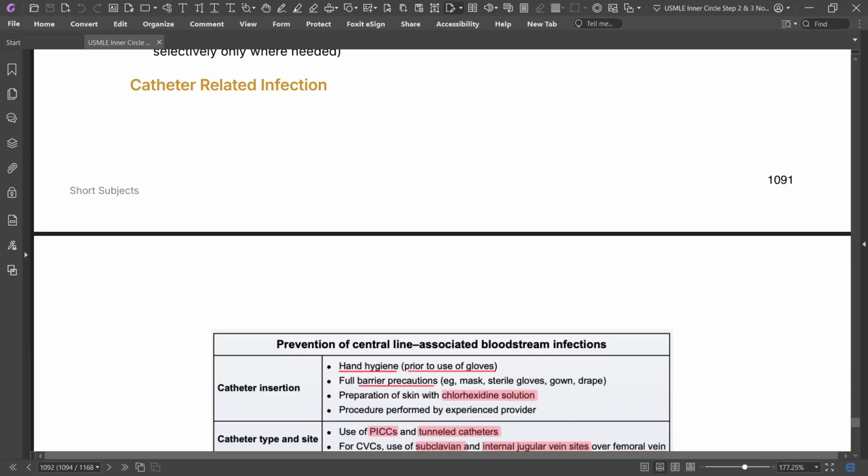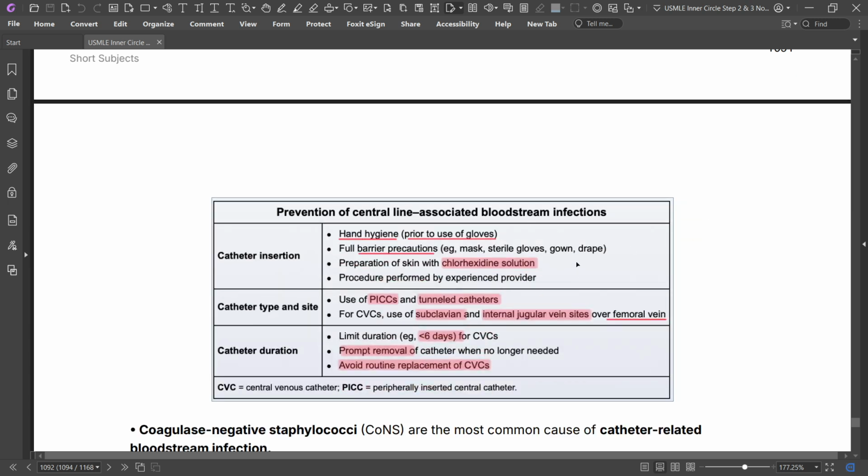Salam alaikum. It's a new series, the USMLE Inner Circle series, to discuss the USMLE inner circles. Hope you've enjoyed. This is a very great PDF where you can get all the Step 2 concepts in a concise manner, and you will benefit from it.